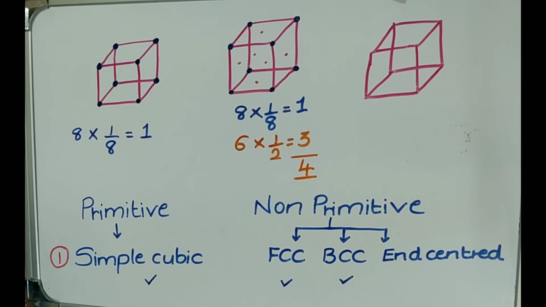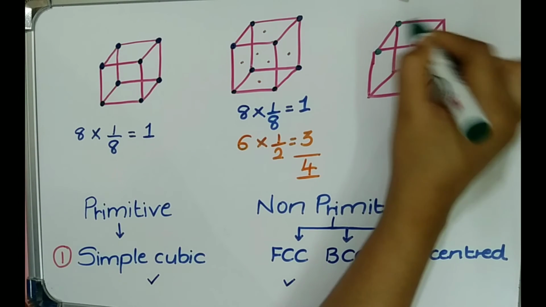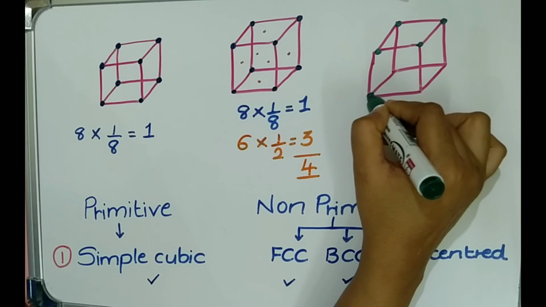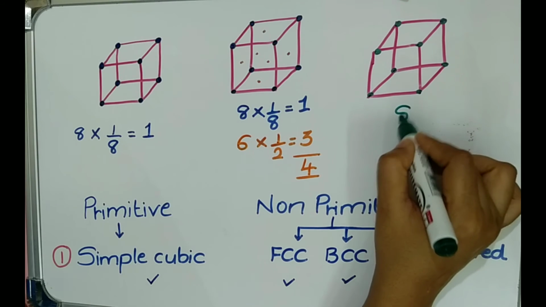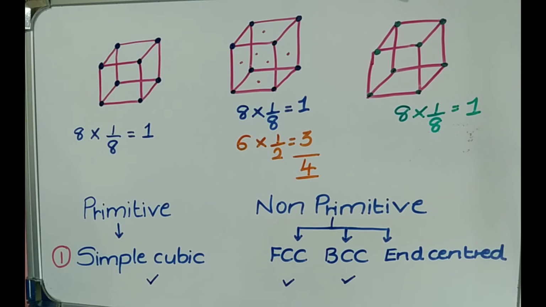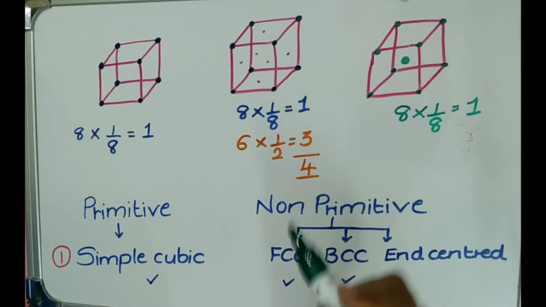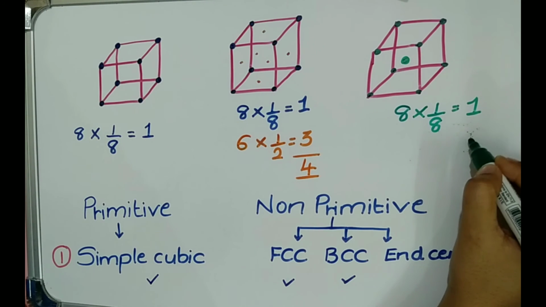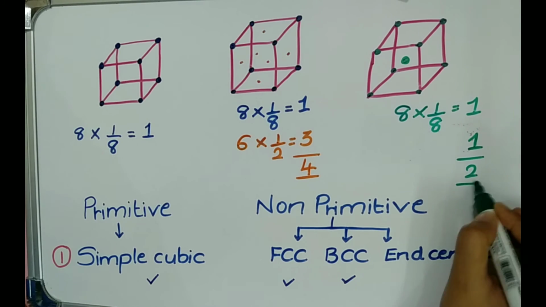Check the next one. It is for BCC. So already 8 corners are there. 8 atoms are present at the corners. So the contribution of each atom will be 8 into 1/8 is equal to 1. And body centered means inside the body, within the unit cell, right? Inside, it is not shared by any other unit cell. So total we can take it as 1 within the body. So total is 1 plus 1, 2.